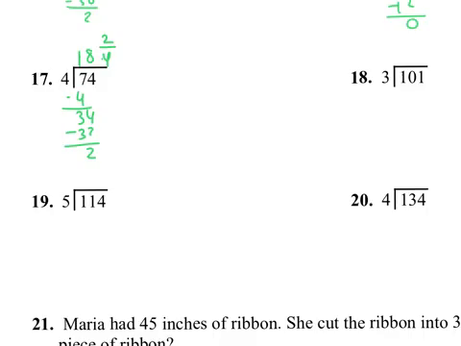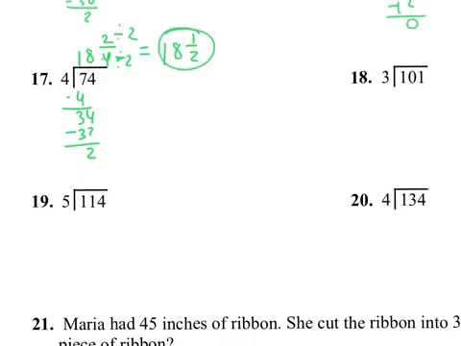Can I reduce the fraction part of this answer? Yes, I can. What's the greatest common factor between 2 and 4? The greatest common factor between 2 and 4 is 2. So I'm going to divide both the numerator and the denominator by the greatest common factor, which gives me a final answer of 18 and 1/2. So I'm done.